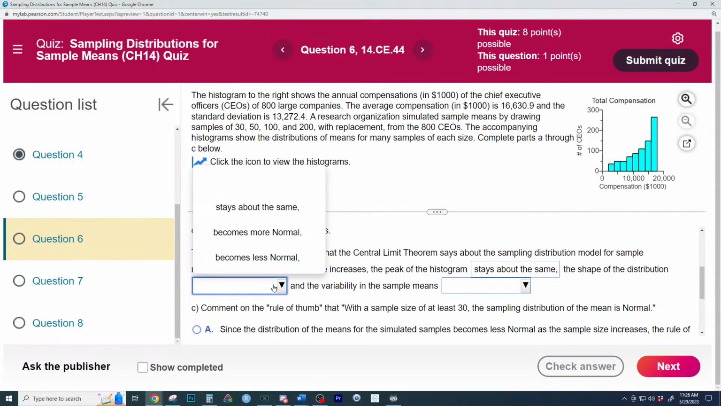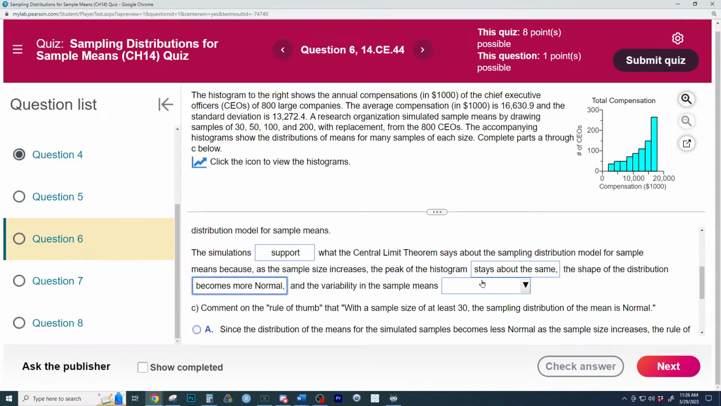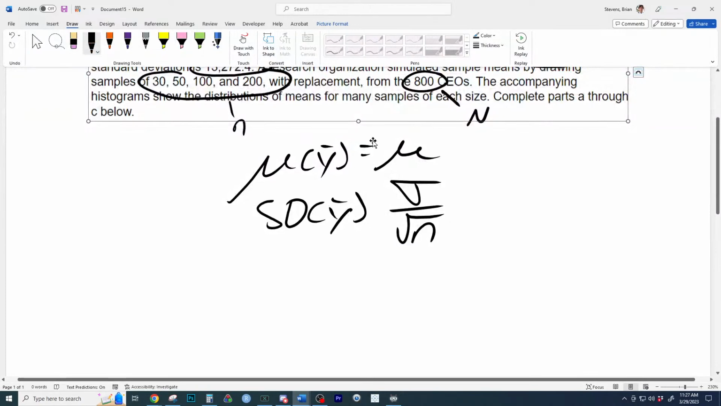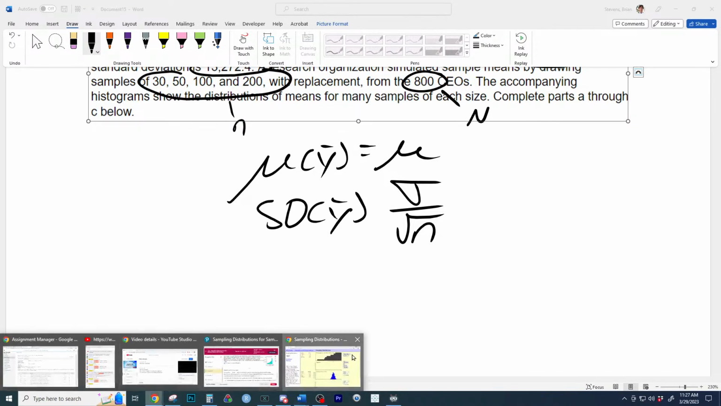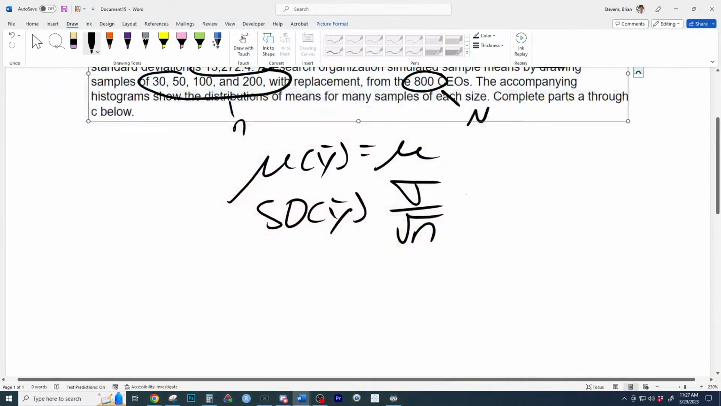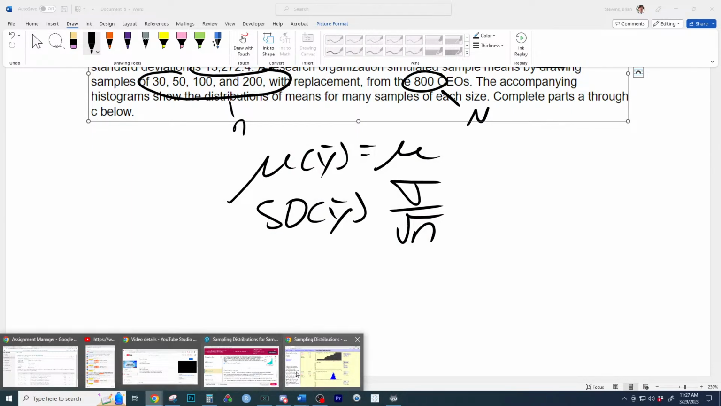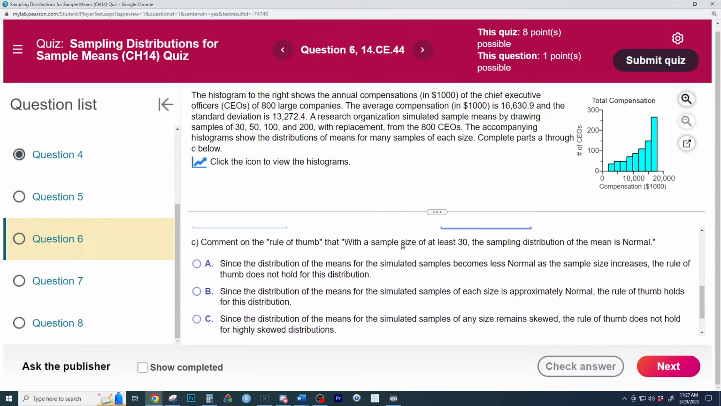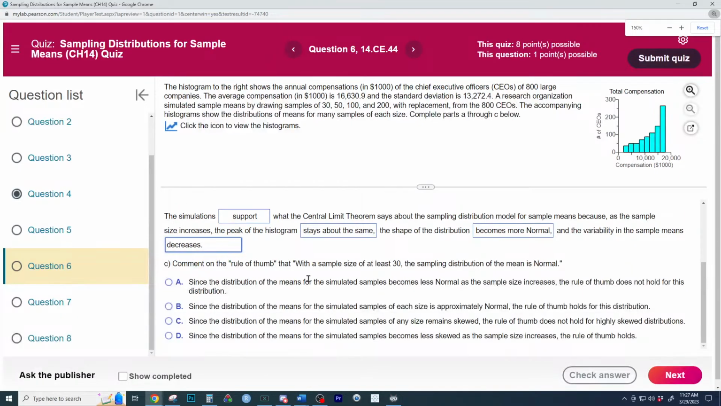So the shape becomes more normal, one of the things the central limit theorem says, and the variability, which is the standard deviation, is going to decrease. Once again, understand that we're talking about these two formulas right here: the mean of the sampling distribution is the mean, and the standard deviation decreases as n increases. And then also we can see it becomes more normal. The shape becomes more normal right here, and the tighter is the smaller standard deviation. So very, very important right there, understanding those concepts. Now, this is what's interesting, they're saying that there's a rule of thumb of at least 30.